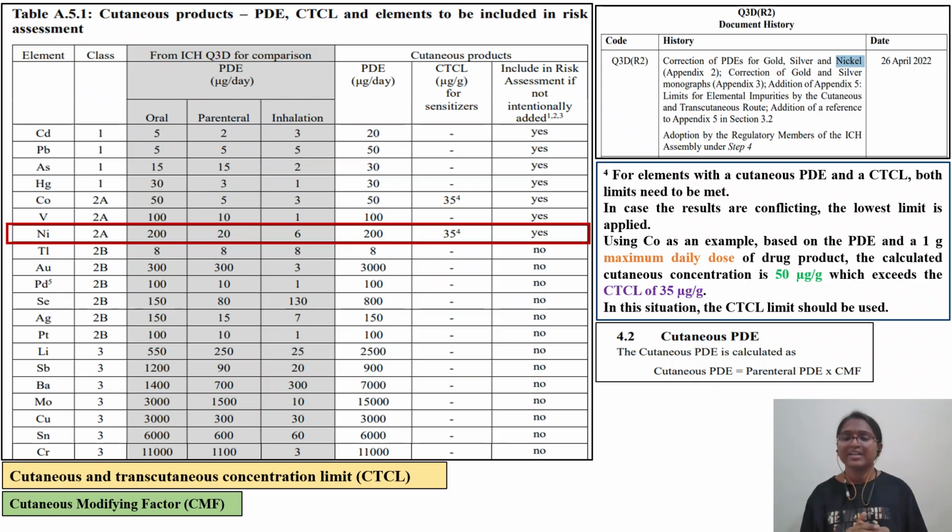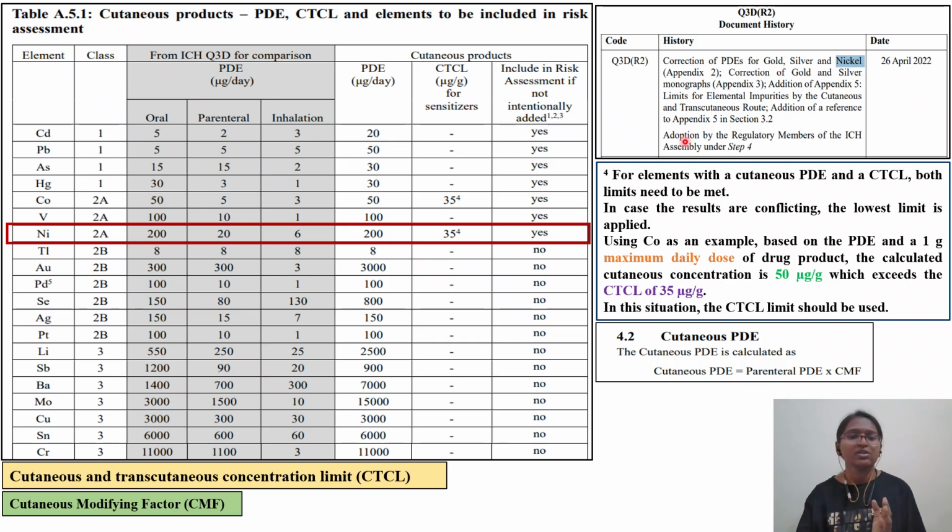There is a recent revision, ICH Q3D R2. In this R2 revision, in addition to oral, parenteral and inhalation, there is something new, that is for cutaneous, whenever there is dermal exposure, dermal risk. So there is a dermal PDE also available in this Q3D guideline. Whenever there is a revision in the guideline, a document history will be there at the starting pages of the guideline. They have given correction for PDE for these metals, for gold, silver and nickel under Appendix 2. This was updated on 26th April 2022. So please go back and see.